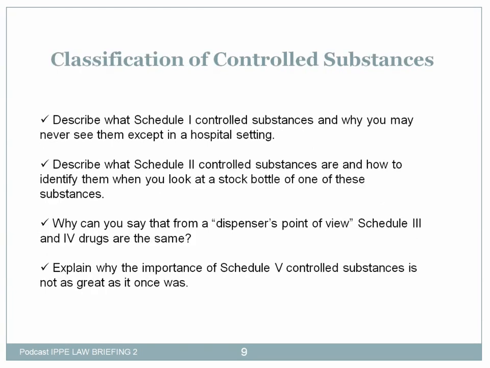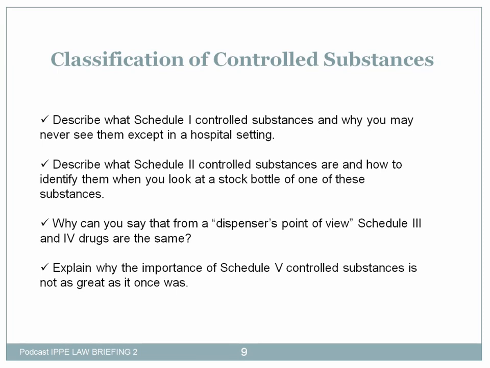Let's switch now to the classification of controlled substances. Take a look at Title 21, United States Code, Section 812, if you have a chance. It describes the schedules of controlled substances. As I said, there are schedules 1, 2, 3, 4, and 5. For our purposes, it's pretty easy to really focus on Schedule 2, combine Schedule 3 and 4, and Schedule 5.